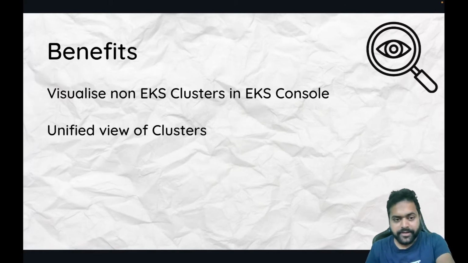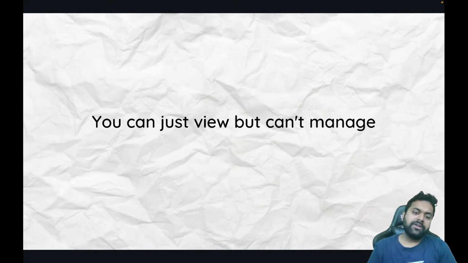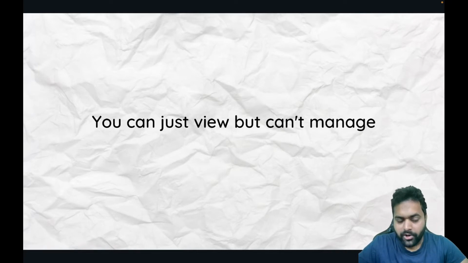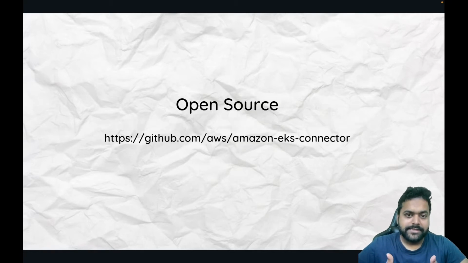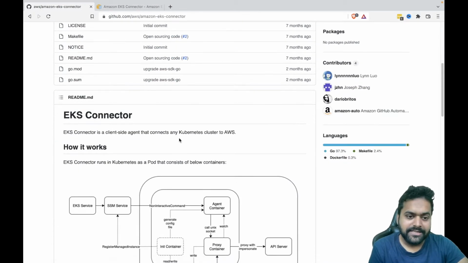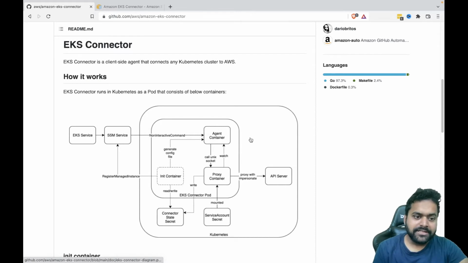So yeah, but the only thing is you can just view and not manage, like you cannot create and delete anything, stuff like that, which we'll see in the demo, right? Now EKS will visualize your own cluster, which means there needs to be some sort of client on your cluster, right? Which is here on this repo. Now if we go to this repo, it says it's a client side agent which connects your Kubernetes cluster to the AWS, right? And how it works, fairly simple.